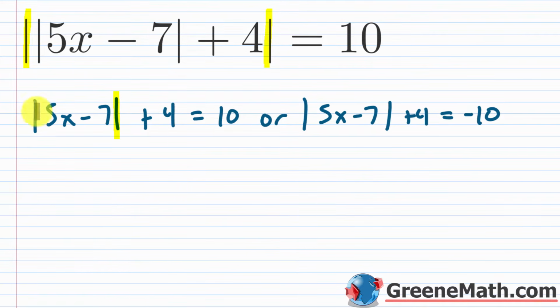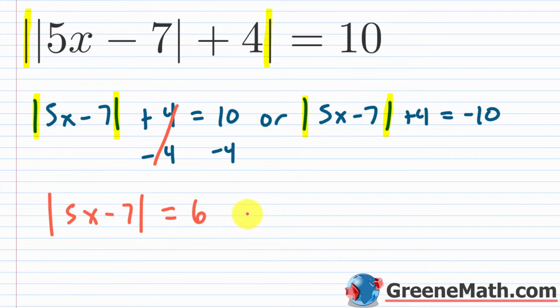Now again, you want to isolate your absolute value bars in each case. So on the left, I would subtract 4 away from each side. This would cancel away. You have the absolute value of 5x minus 7 is equal to 10 minus 4, which is going to give you 6. Then over here, if we subtract 4 away from each side, again, you're going to see you have a problem. So this is the absolute value of 5x minus 7 is equal to negative 10 minus 4, which is negative 14.